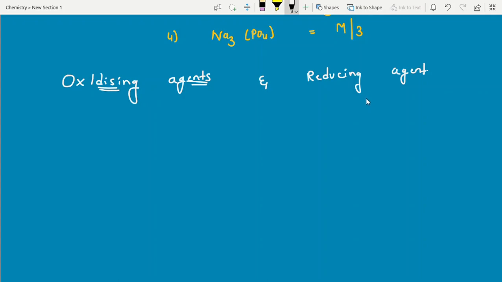Do you remember? In the previous video I had given: oxidizing agent will undergo reduction, reducing agent will undergo oxidation. Please keep this point in mind, whenever we are explaining, a little confusion is there. So now look into this. The first one, oxidizing agent will undergo reduction. Reducing agent will undergo oxidation. Okay. Now look into the first question.